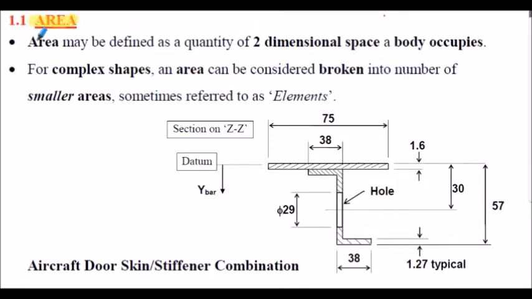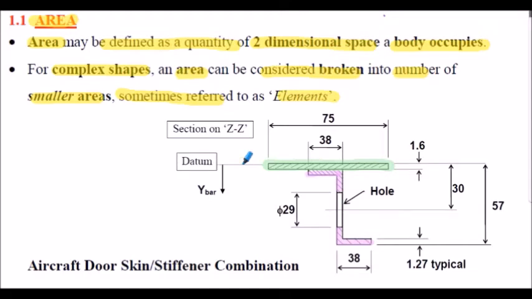Areas. An area may be defined as a quantity of a two-dimensional space that a body or a shape occupies. For complex shapes, an area can be broken down into a number of smaller areas, sometimes referred to as elements. What you're seeing in this section below is a section through a stiffener of an aircraft component. This element here denotes the skin associated with the section, and these elements here are a breakdown of a Z stiffener which actually has a hole in its centre.